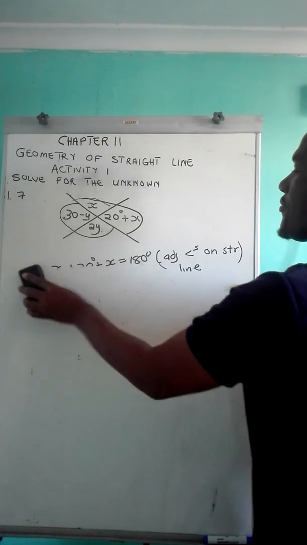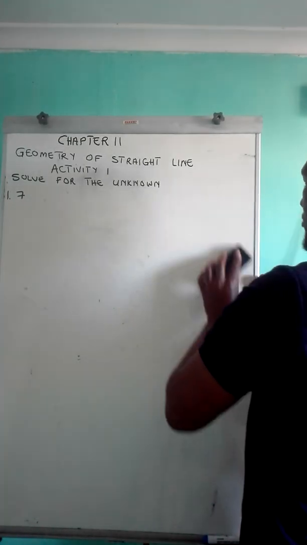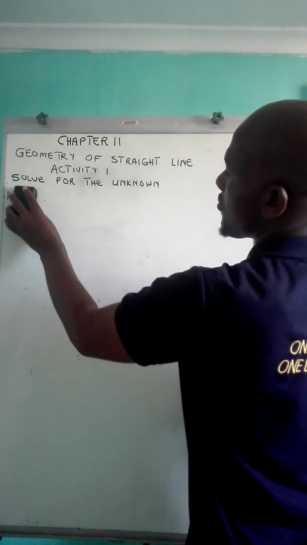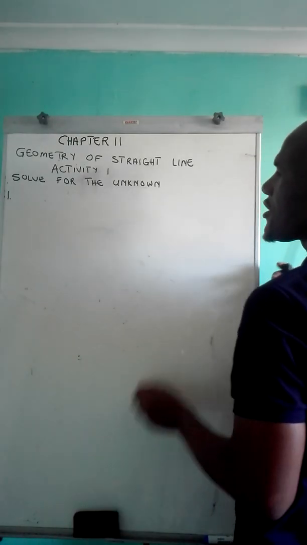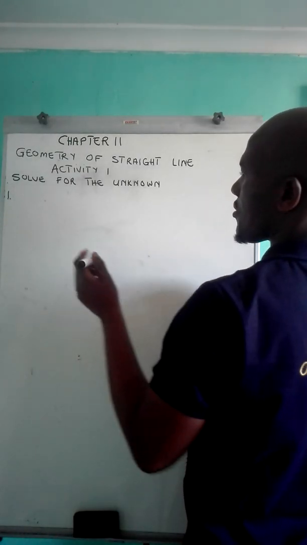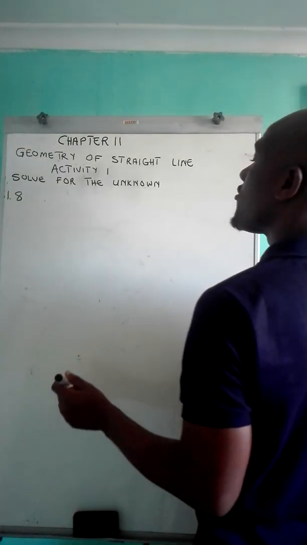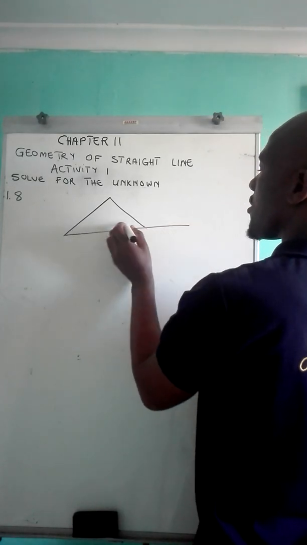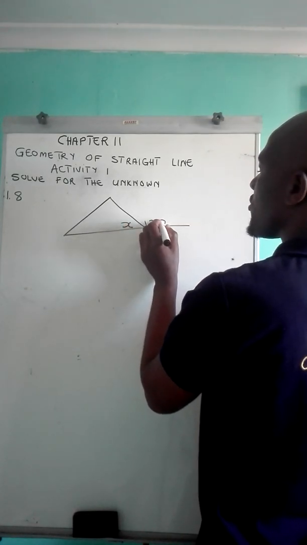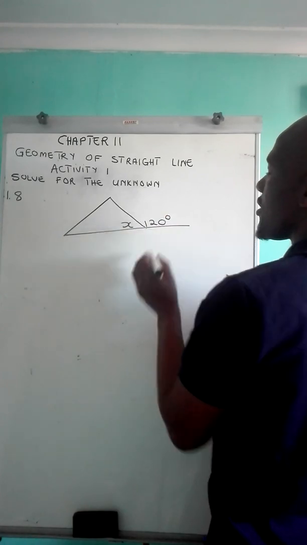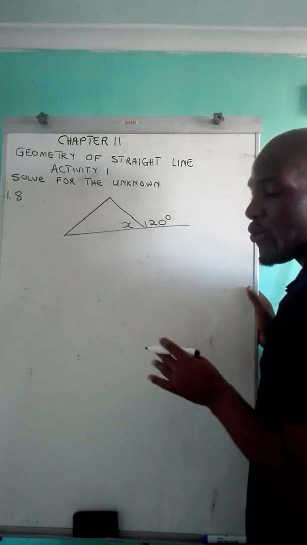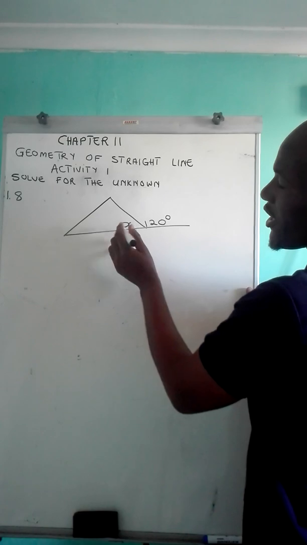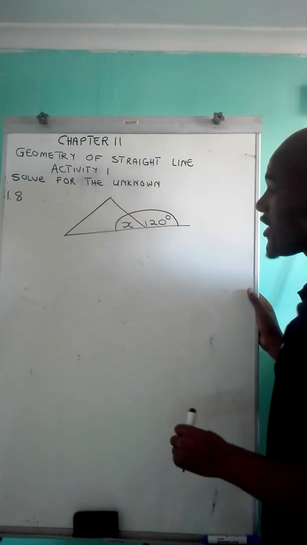One point eight. For 1.8, x and 120. Okay, now they are trying to confuse with this triangle. As you can see, these two, they are the adjacent angles on a straight line.